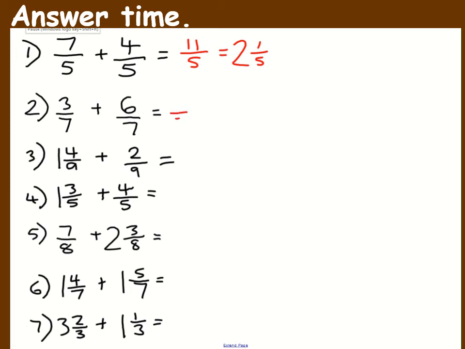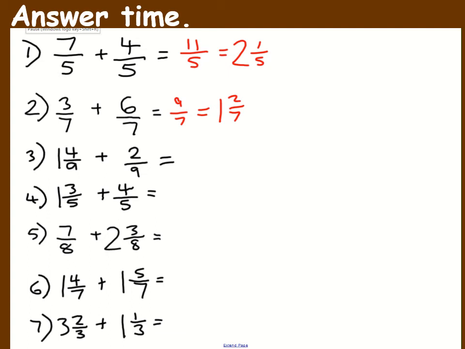Next up, we are dealing with sevenths. We've got 3 and 6 on the numerators, so that gives us 9. 7 into 9 goes once with 2 sevenths left over. Can we simplify that? Is there a common factor between 2 and 7? No, there isn't, so we can't simplify it.